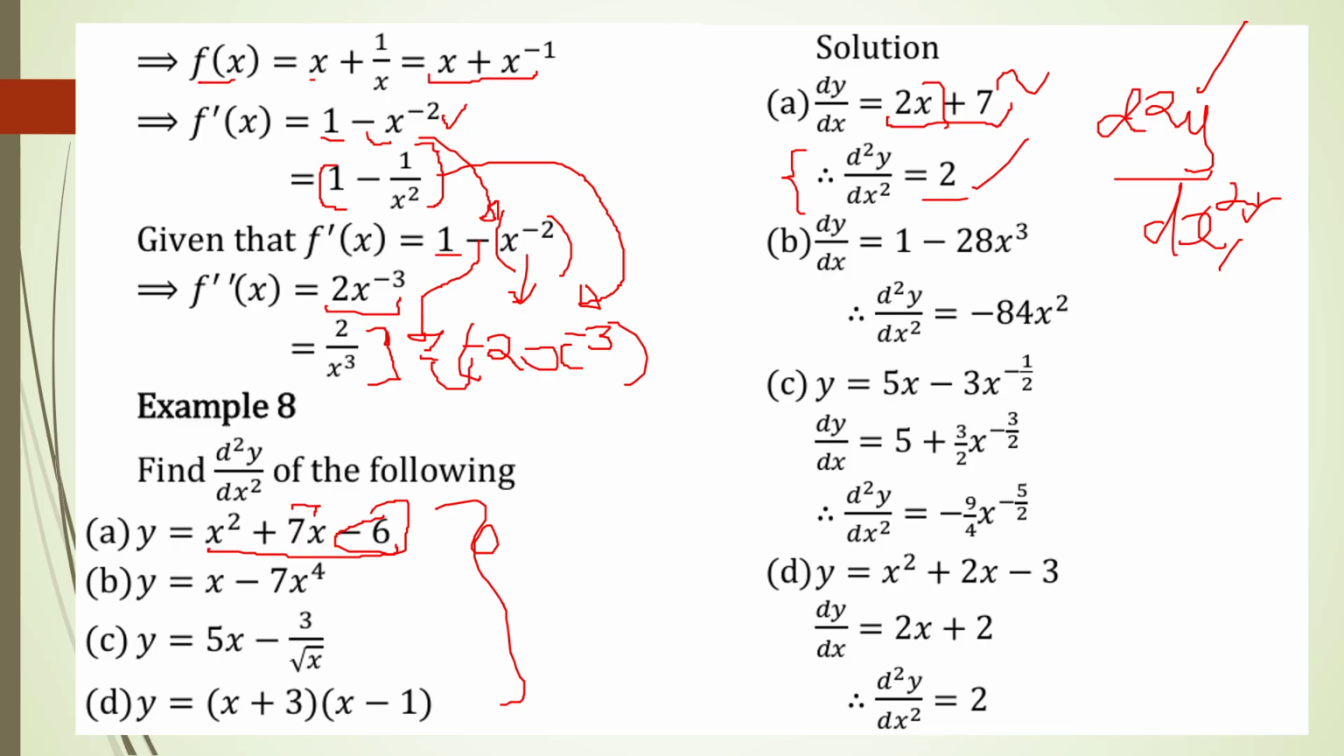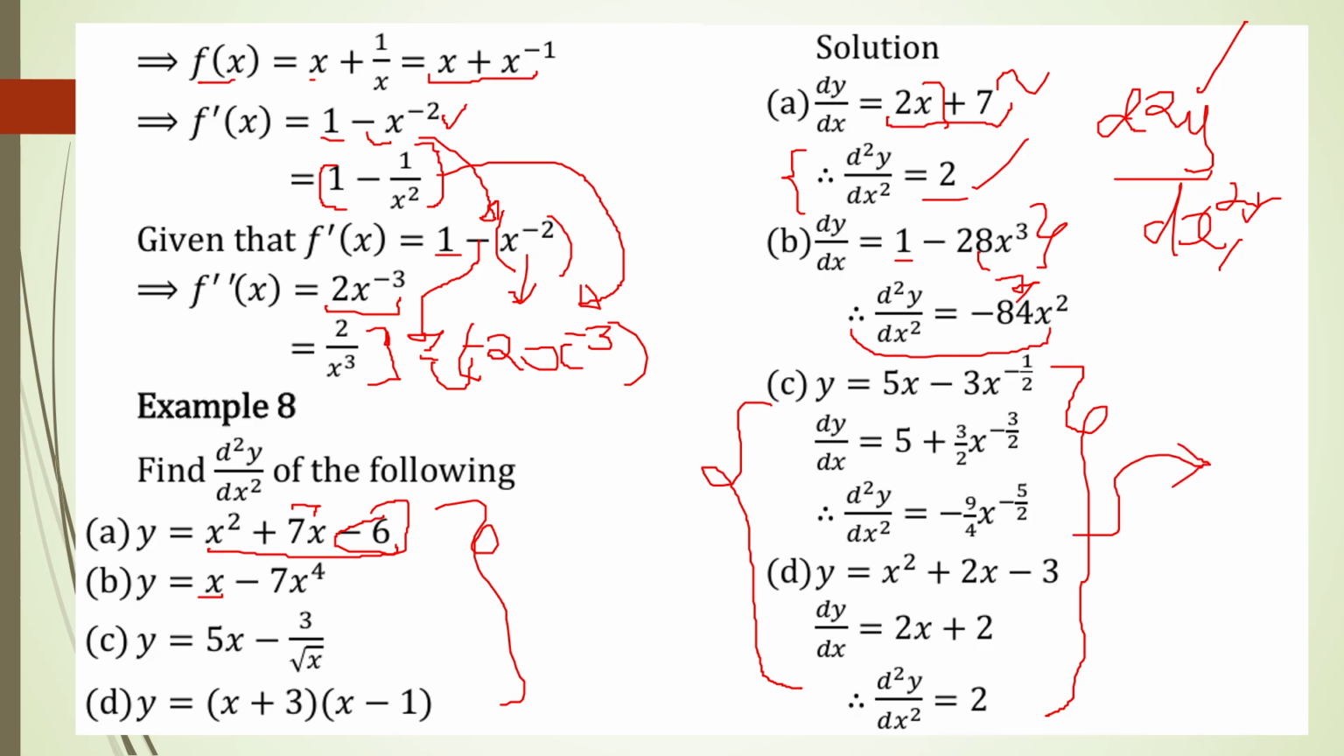So if you look at part B, differentiating x, you're going to get 1. And then differentiating negative 7x power 4, you're going to get negative 28x cubed. So when you differentiate for the second time, 1 becomes 0, and then this becomes negative 84x squared, and it's called the second derivative. Now we apply the same knowledge on part C and part D. Try to pause the video and peruse through it to see whether you're understanding it or not. Make sure that you address your concerns in the comment section.